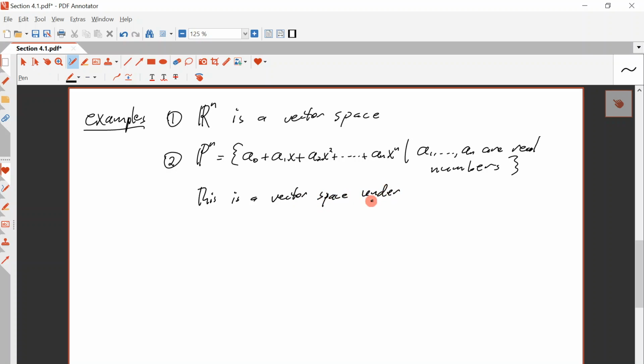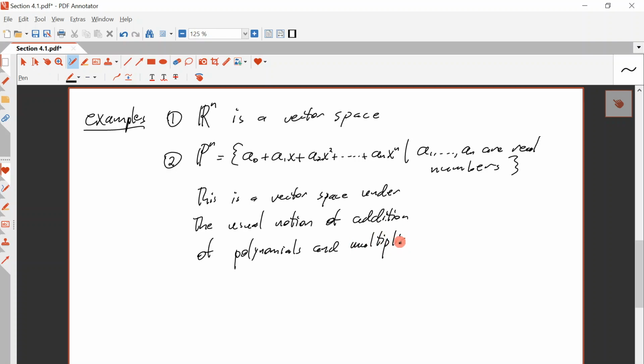under the usual notion of addition of polynomials, where you collect like terms for powers of x, and multiplication of a polynomial by a real number, where it distributes over the terms.